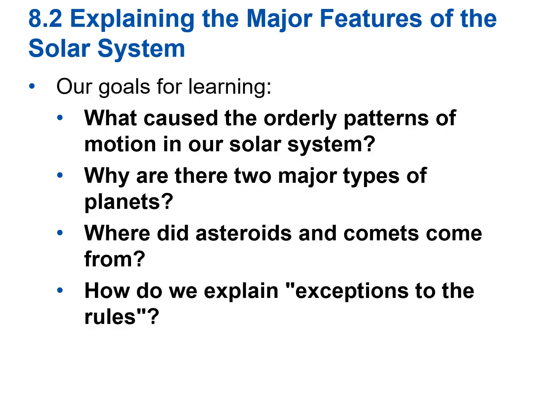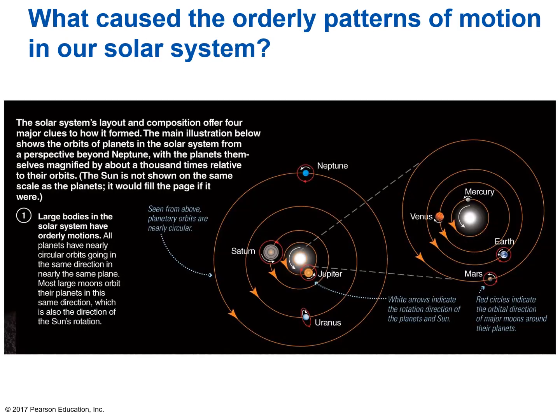Our goals for learning in this video: what caused the orderly patterns of motion in our solar system? Why are there two major types of planets? Where did asteroids and comets come from? And how do we explain exceptions to the rules?